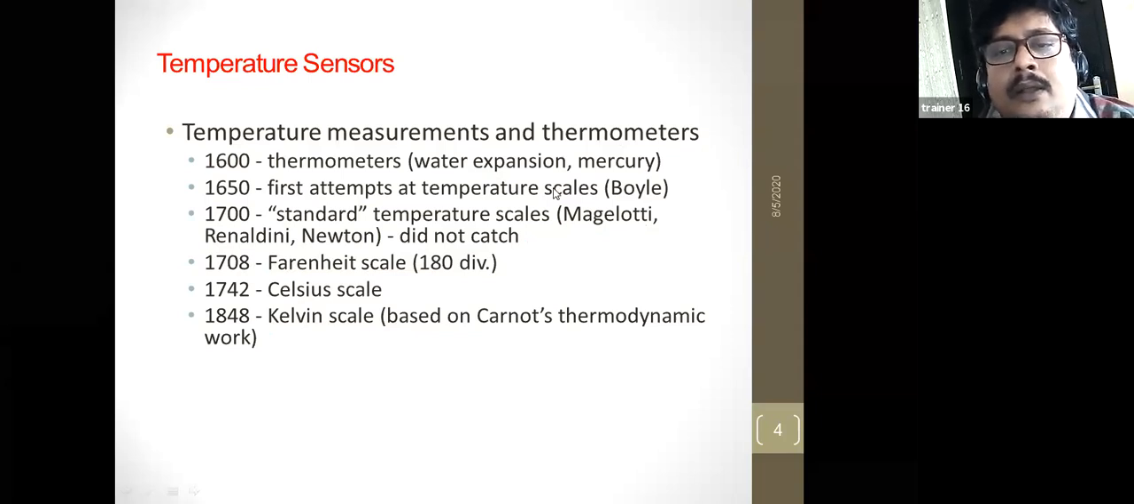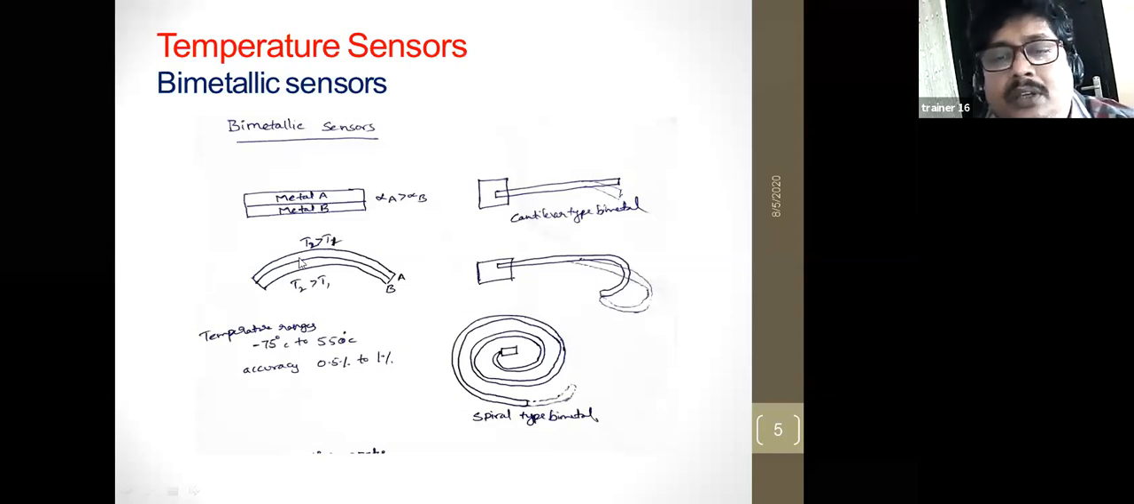Next, we will go for bimetallic sensors in temperature. This you already know. You already studied it in intermediate physics. In a bimetallic sensor, two metals are there, metal A and metal B. These metals have a thermal coefficient of expansion, alpha. Alpha is nothing but the thermal expansion coefficient.